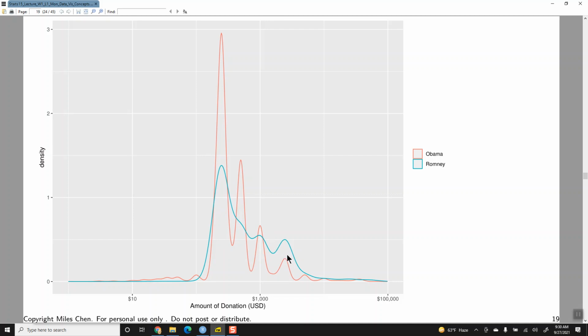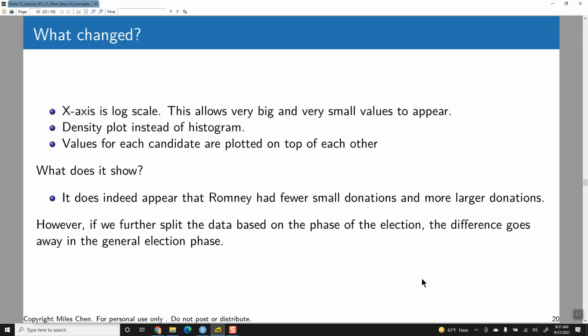Whereas for Romney, we see less of a peak at 200 and more of a peak at around 2,000 to 5,000, and there's a bit of a heavier tail over here. So maybe that supports that idea.